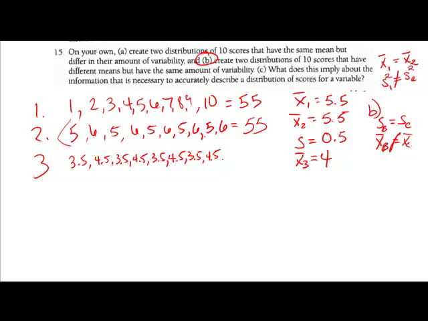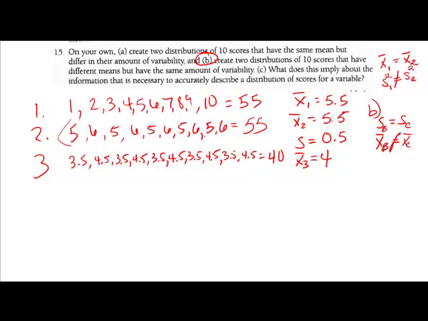I gotta do it one more time. There we go. My sum's going to equal 40 because I've got, again, an average around 4. And my variance is going to be the same because every single one of these is 0.5 away. There we go. So C, what does this imply about the information that is necessary to accurately describe a distribution of scores for a variable?